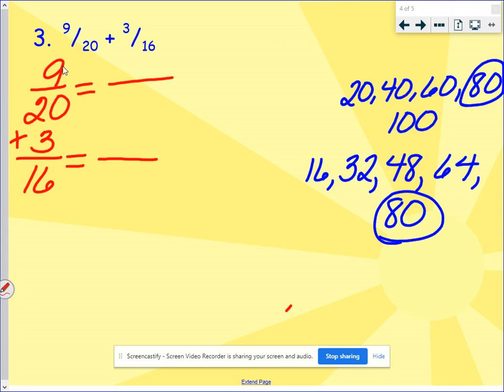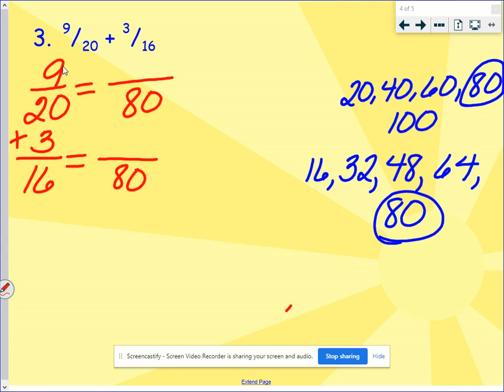Again, you can do this on what Mrs. First calls side work. You could do it on another piece of paper. But you have to write it down so that you can see it and you can remember the numbers. So I have determined that the lowest common denominator of 20 and 16 is 80.